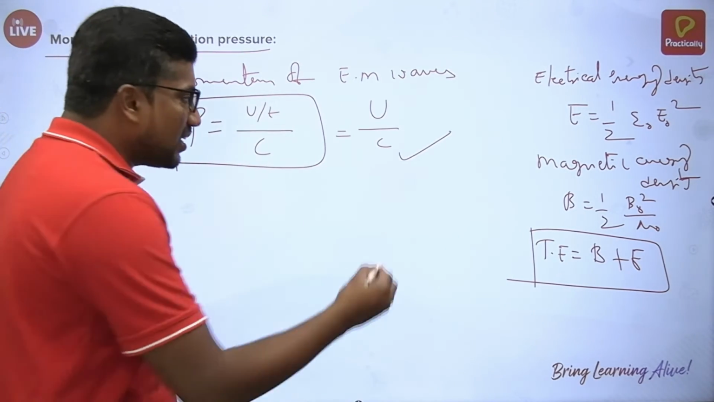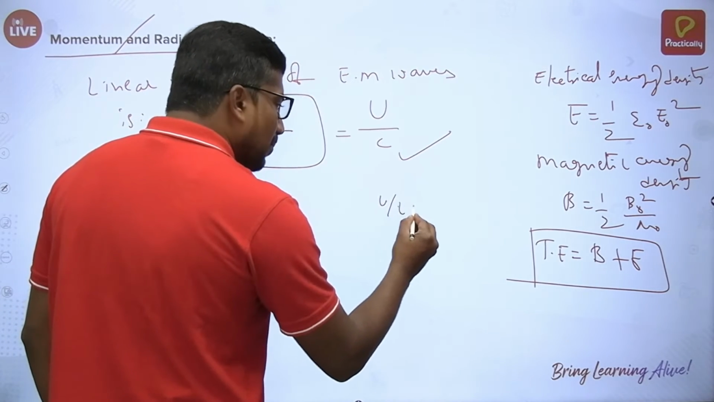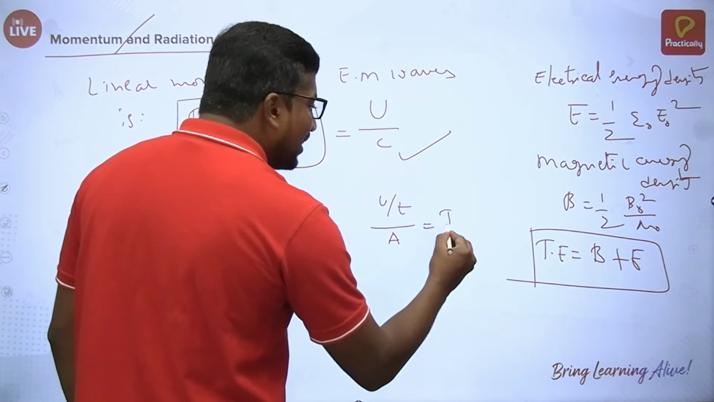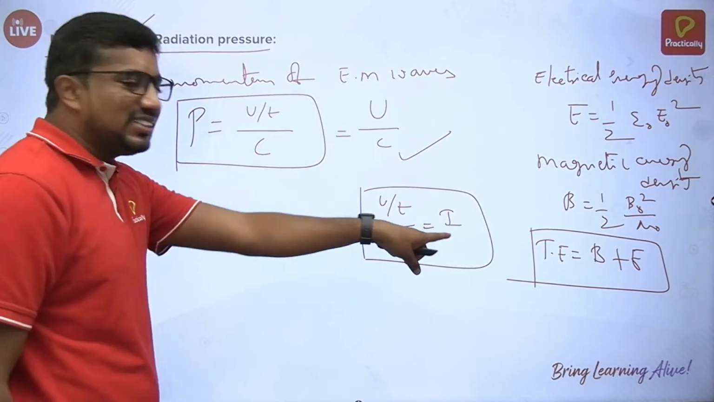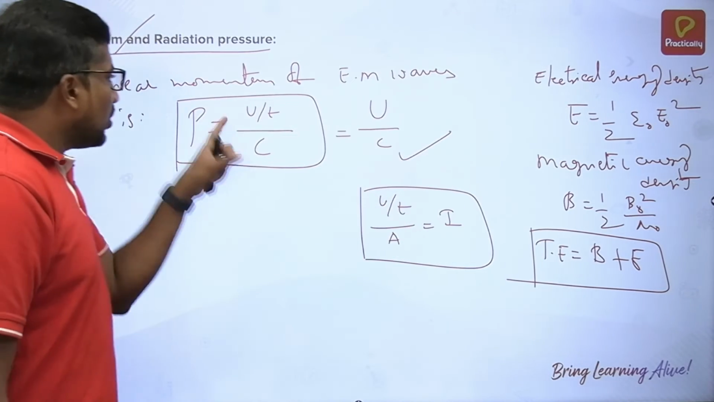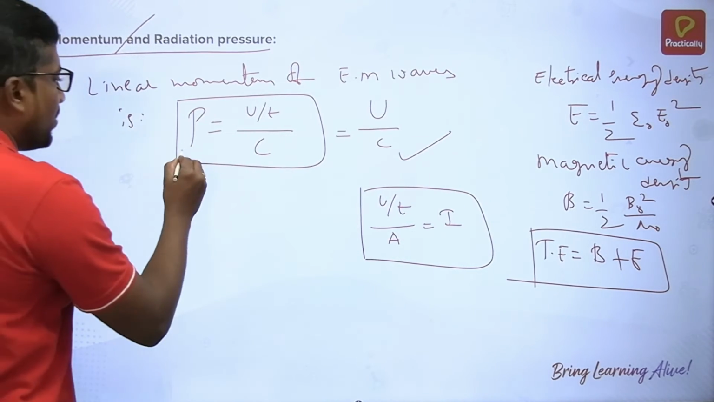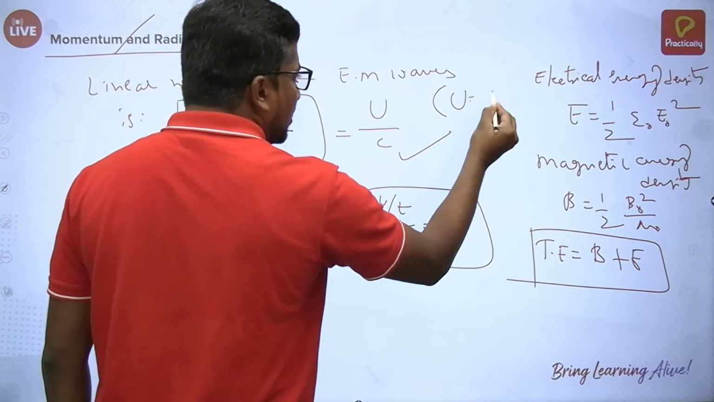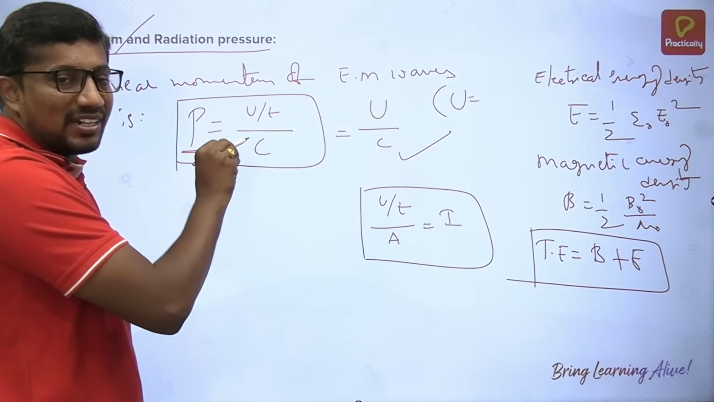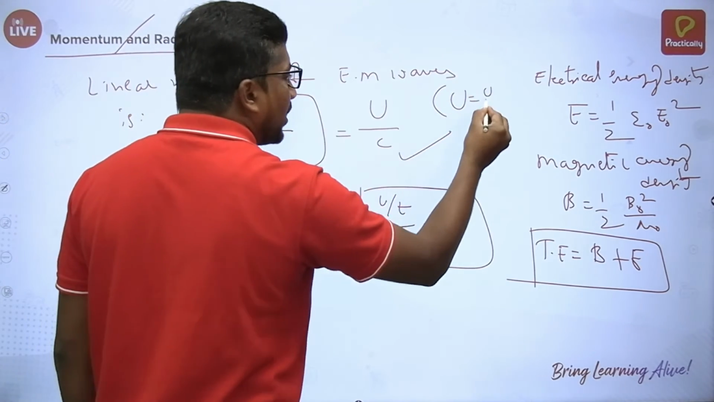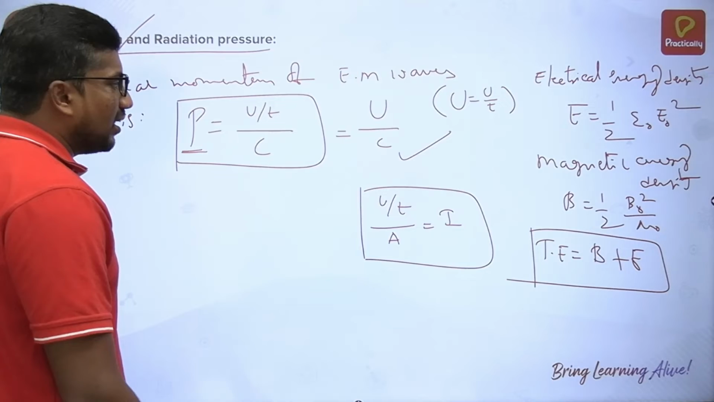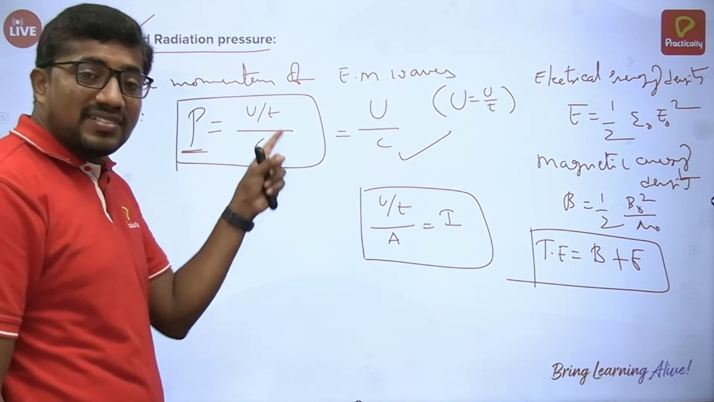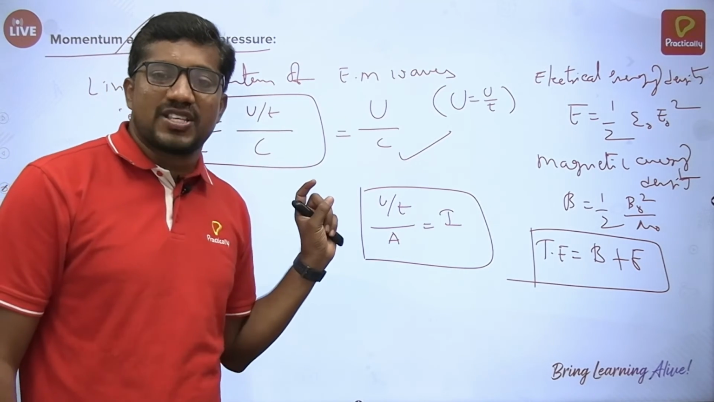The amount of energy incident per unit time divided by area gives the intensity of the radiation, intensity I. Here, don't confuse: small u is the amount of energy, capital U is the amount of energy per unit time. So here momentum is inversely proportional to the speed of light. Speed of light is 3 into 10 power 8 meter per second, in free space.